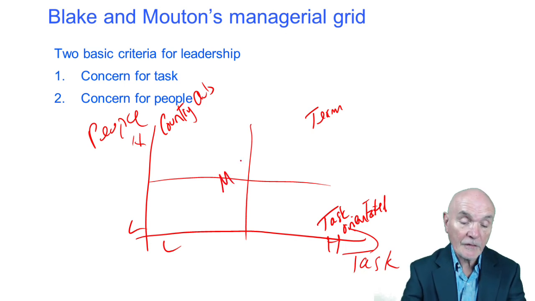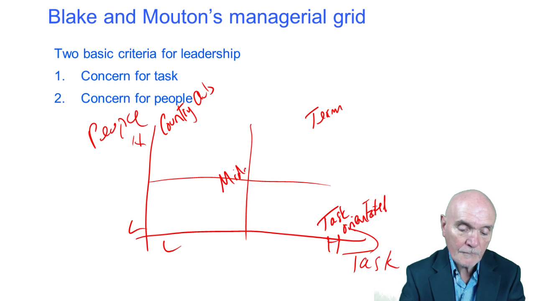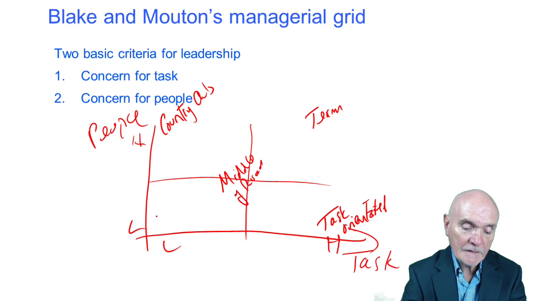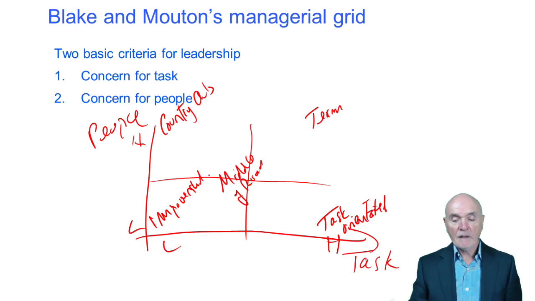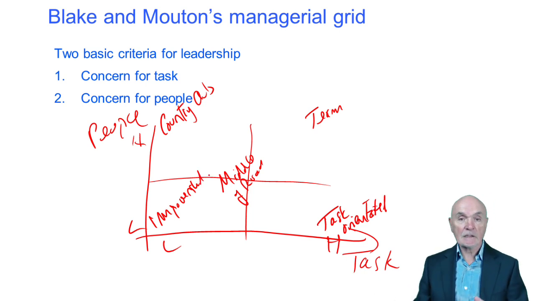Here we have, if you like, a fairly mediocre manager, perhaps middle of the road. And this is what was called impoverished. This leader had little concern for the task, little concern for the people. This leader was more or less a waste of space.